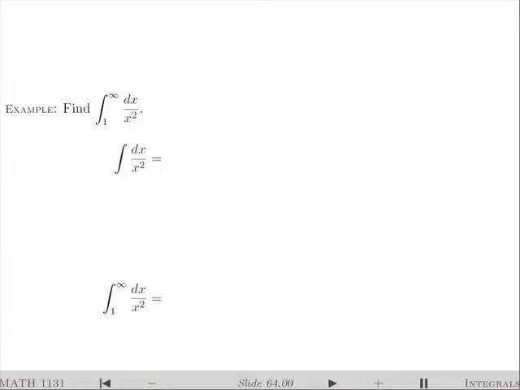Welcome. Last time we just looked at the definition of improper integrals. Now we are going to look at some examples of calculating them.